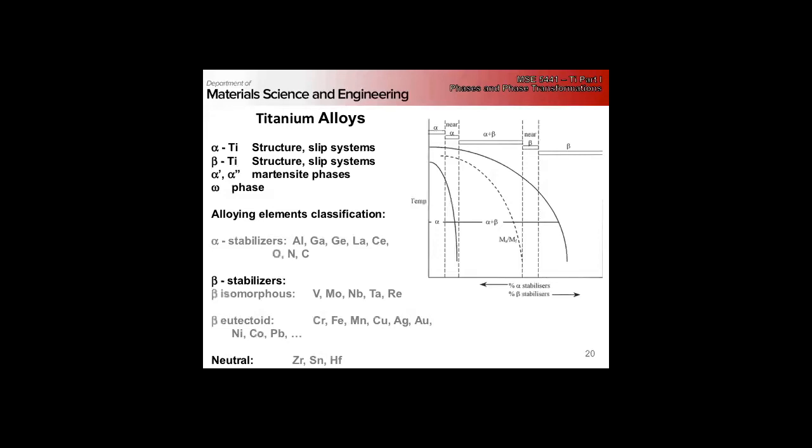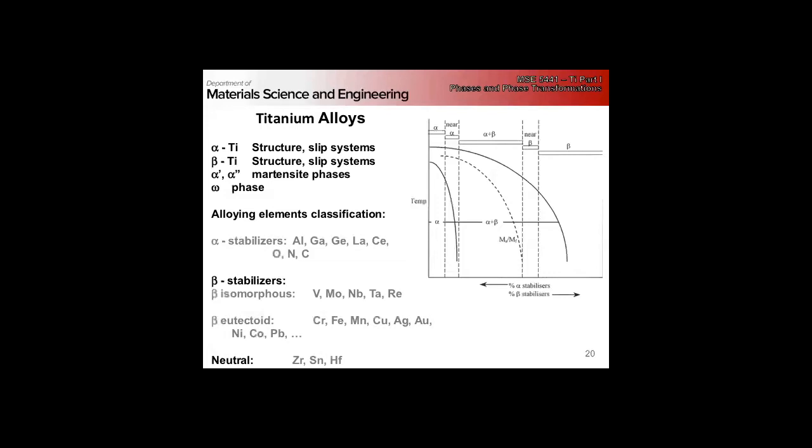Our alloying elements, of course, are interstitials, which are alpha stabilizers, aluminum being the most important. Beta stabilizers, vanadium, molybdenum, niobium, all of our BCC, tend to form isomorphs. Eutectoids: chromium, iron, manganese, copper, silver, gold. Why you would add those is a little beyond me. So those are the general classes.